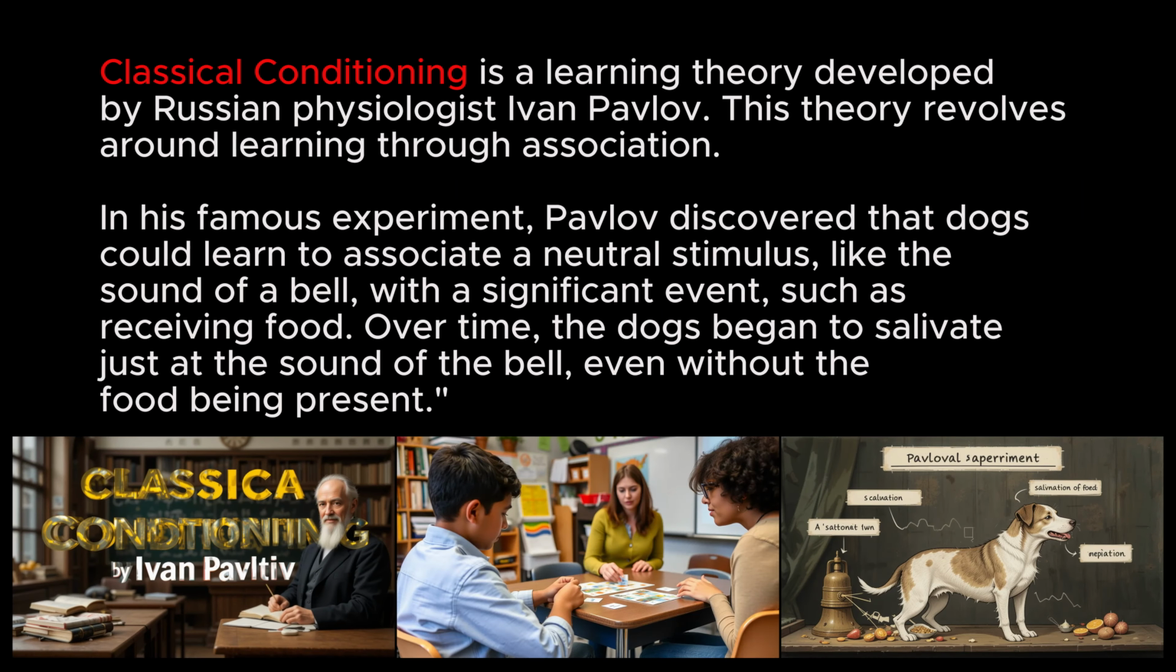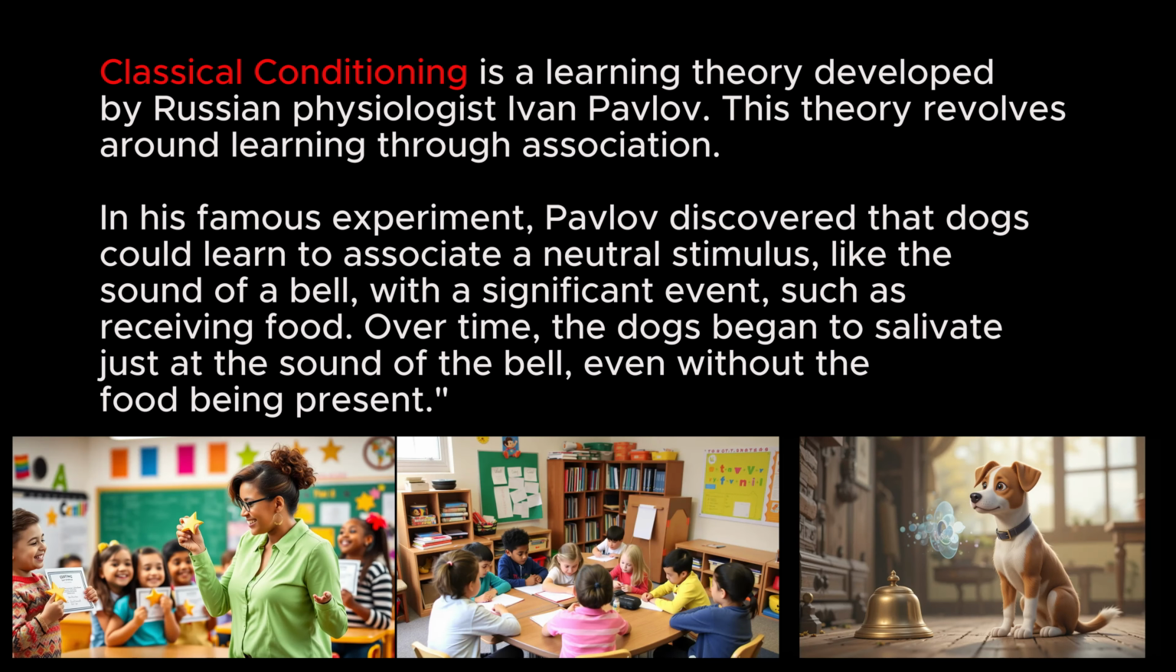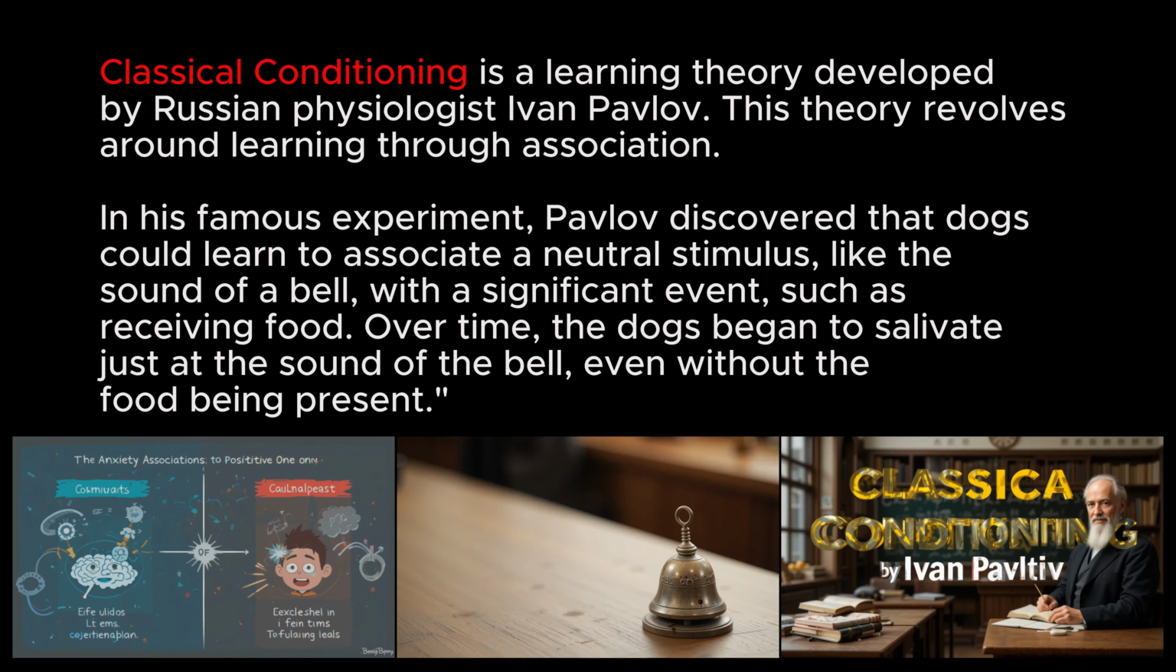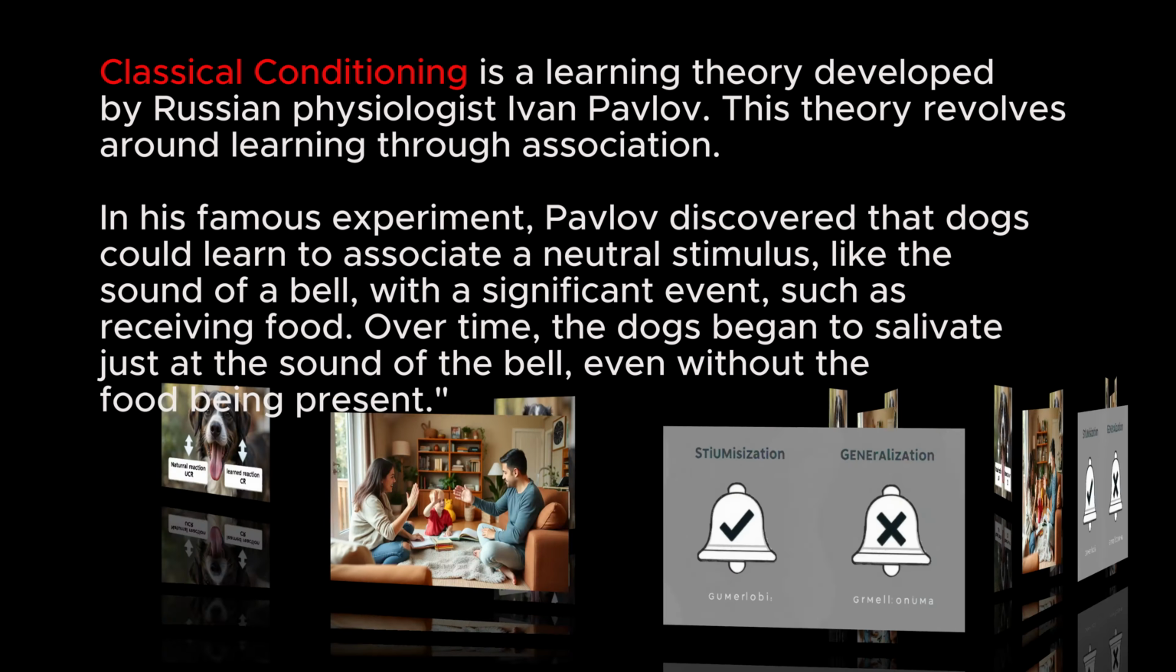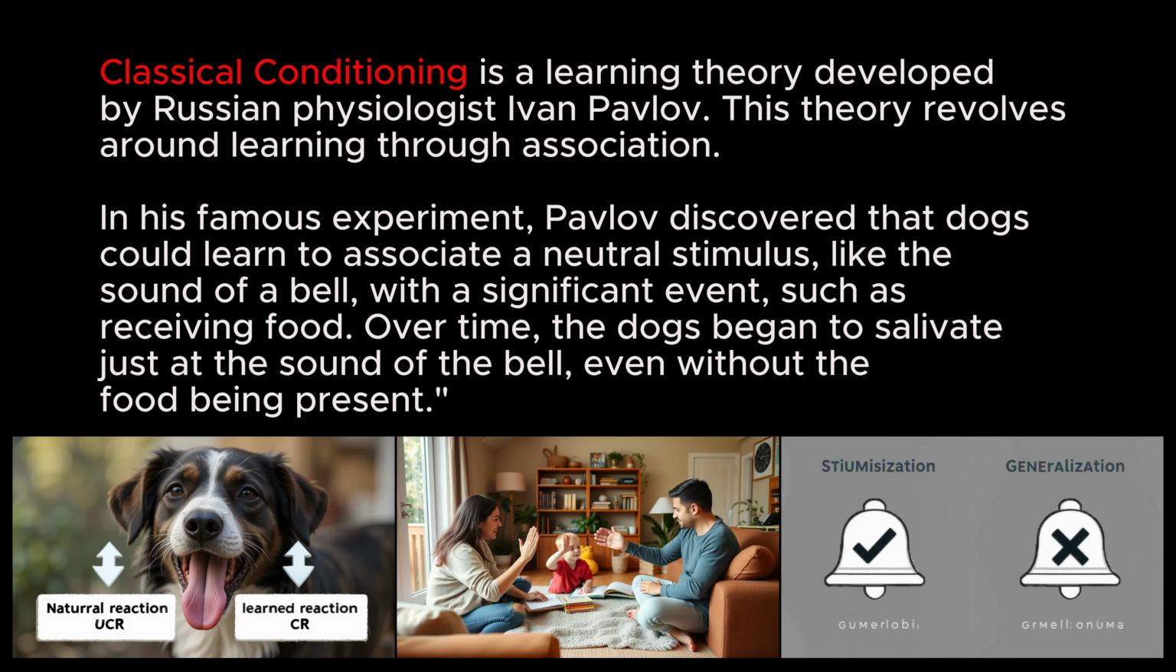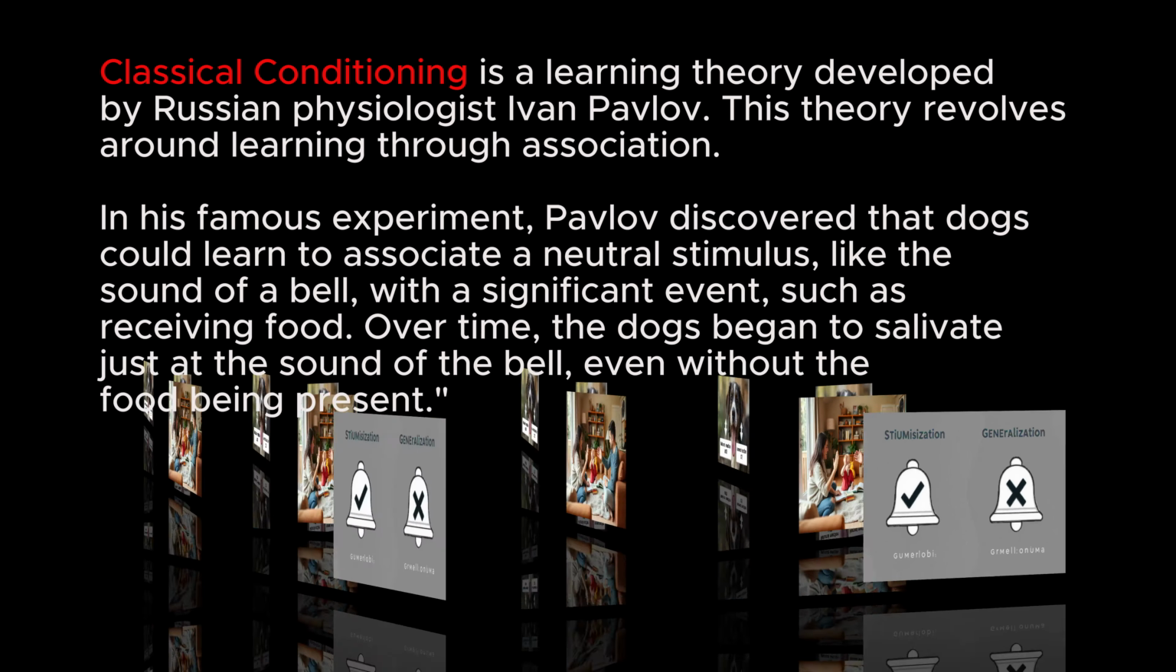Classical conditioning is a learning theory developed by Russian physiologist Ivan Pavlov. This theory revolves around learning through association. In his famous experiment, Pavlov discovered that dogs could learn to associate a neutral stimulus, like the sound of a bell, with a significant event such as receiving food. Over time, the dogs began to salivate just at the sound of the bell, even without the food being present.